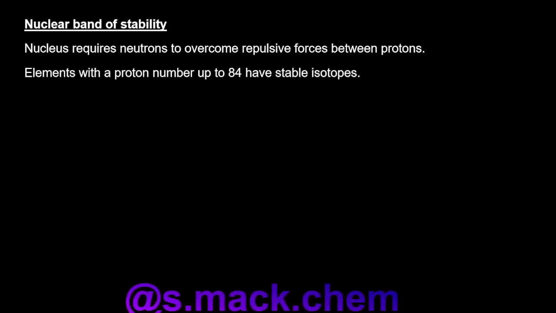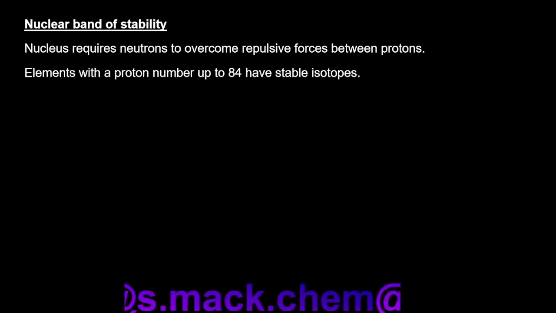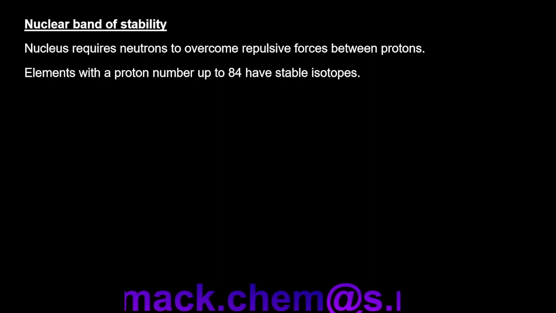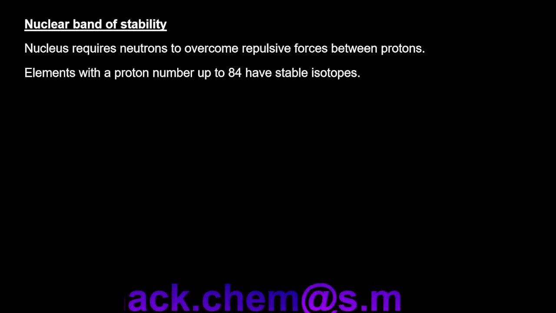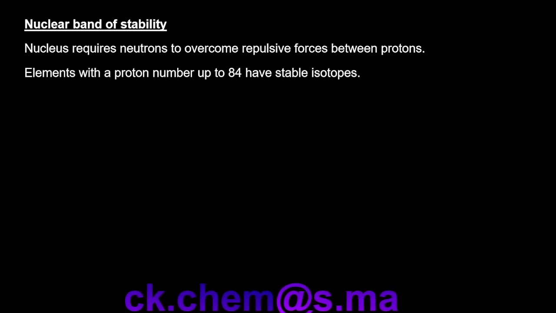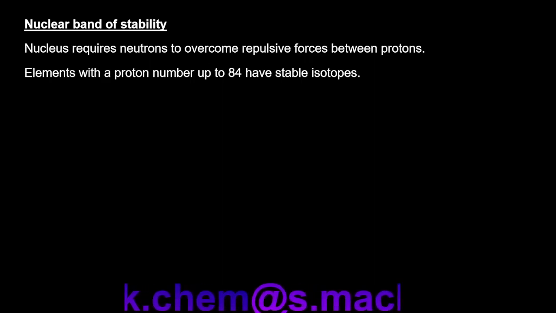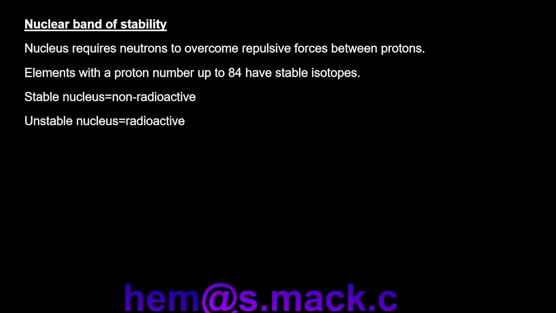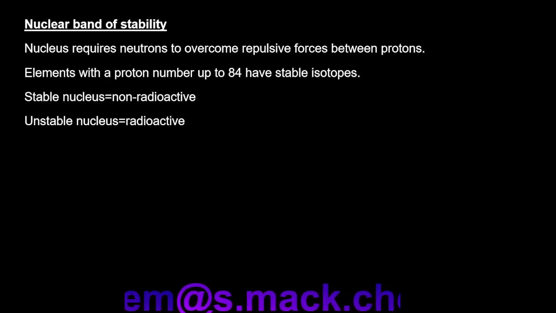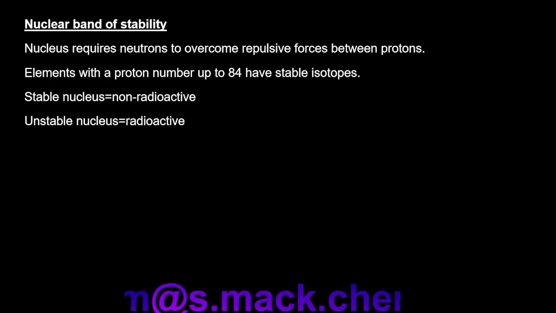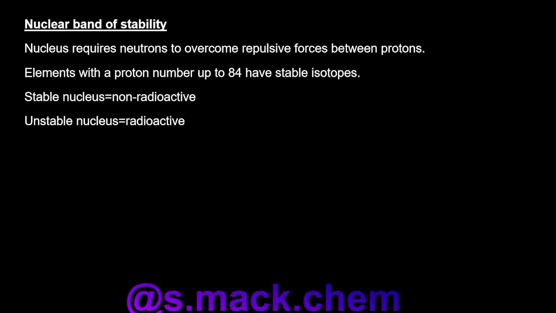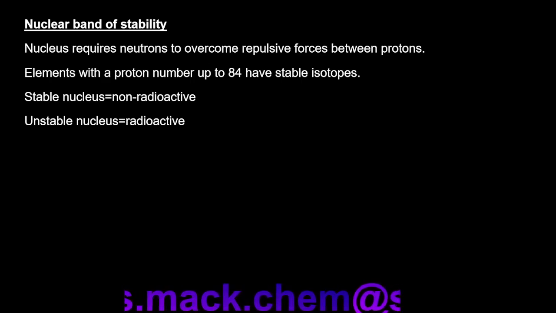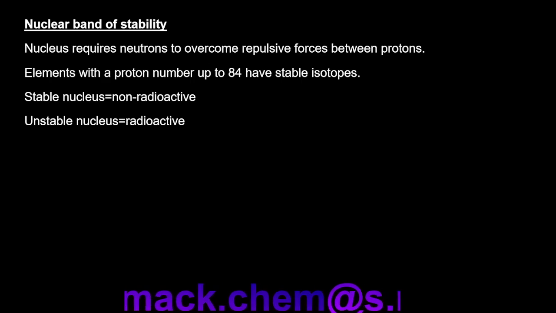However, in observing elements, it is seen that only elements with a proton number of up to 84 actually have a stable nucleus. Let's refer to these as the stable isotopes. Now, these stable isotopes have a stable nucleus, hence they are not radioactive. They do not release radiation by decay. However, the isotopes which are unstable, we refer to them as radioactive isotopes.